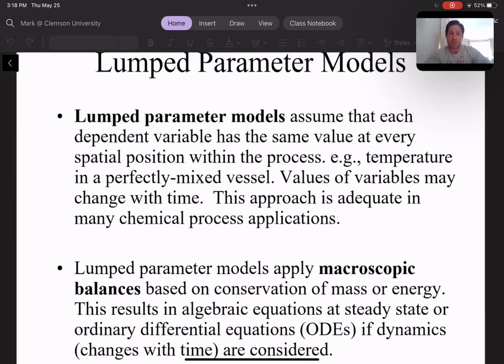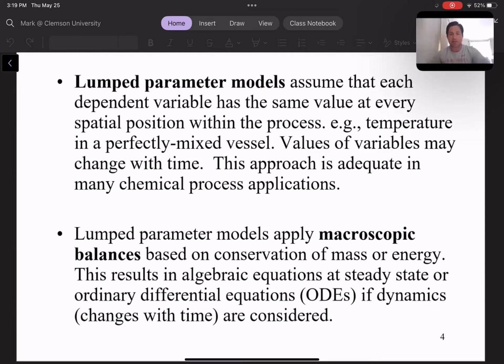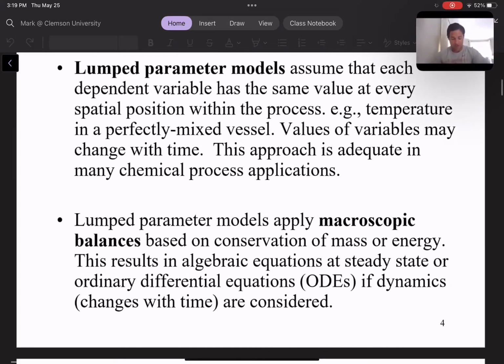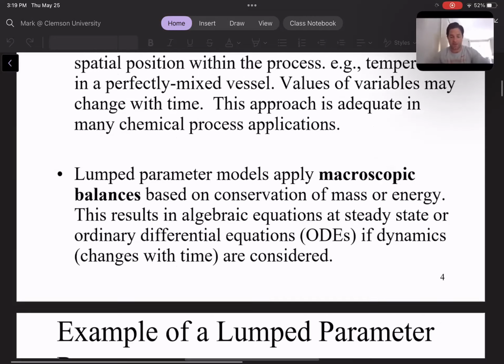So these are convenient because we can treat processes as just a single thing and focus on inputs to the process and outputs from the process without worrying about exactly what's going on inside the system. Lumped parameter models can apply macroscopic balances, and we'll use conservation equations, particularly mass and energy. From the mass equation, we can look at mole equations as well. And in general, these forms will either be algebraic, for example if it's a steady state system, or an ordinary differential equation if we're considering the dynamics.